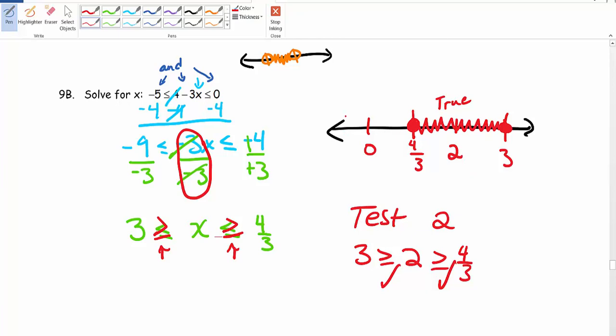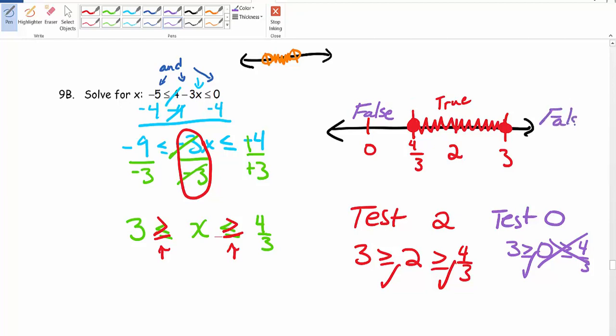You could test 0. In fact, let's go ahead and test 0 and see what happens. If we were to test 0, like we normally do, is 3 larger than or equal to 0? It absolutely is. But is 0 larger than or equal to 4/3 or 1 1/3? Unfortunately, it is not. And as a result, it does not work for both, so that means that this region is false. If you were to test a number bigger than 3, it would come out to be false. And again, it has to work for both. All right. As a result, that is our final shaded region.